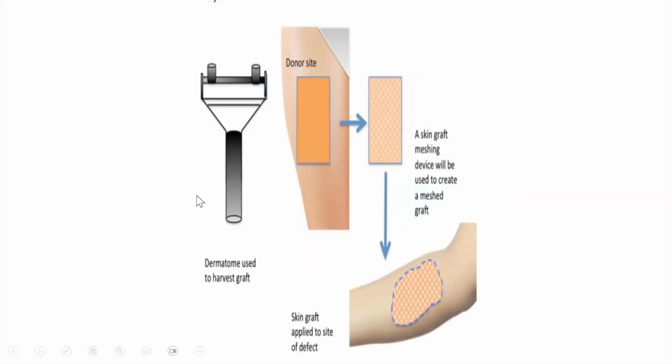This is an example of a split thickness skin graft in which a dermatome, an instrument that helps to remove that superficial portion of the skin, the epidermis, can be used to take skin from a donor site, or a normal area of skin, typically the thigh if it's not affected. That portion of skin can then be applied to the area of the burn. That's one example of a skin graft.